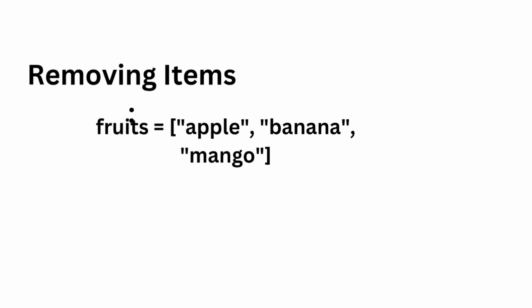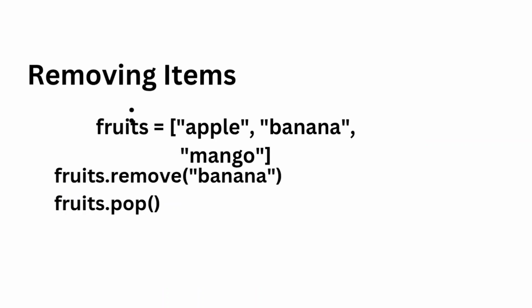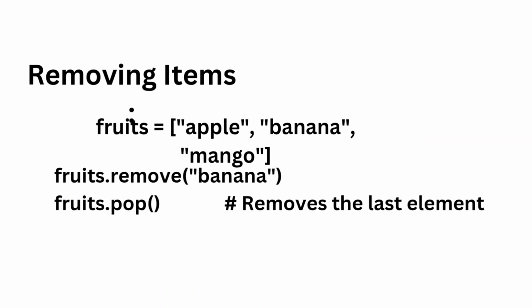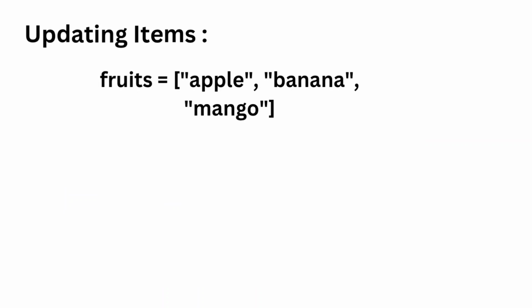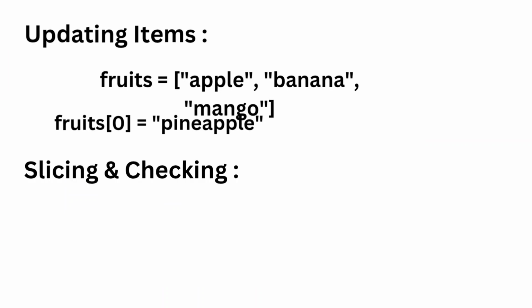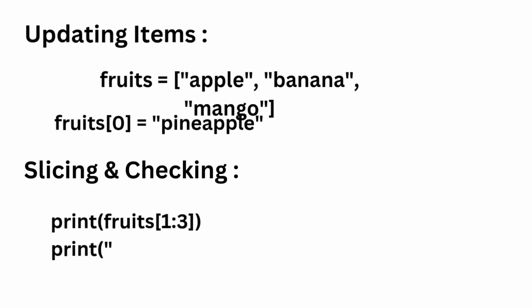So let's see how can we remove items from the list. For removing items from the list we use the remove function that will remove the specific elements from the list. And another operation is updating items. To update the items in the list we use their respective index number. For fruits 0, index number 0, that will be pineapple. So this will rename the first index number, that is pineapple. And another operation that we can perform is slicing and checking. So lists are ordered, mutable and dynamic, meaning you can modify them anytime.